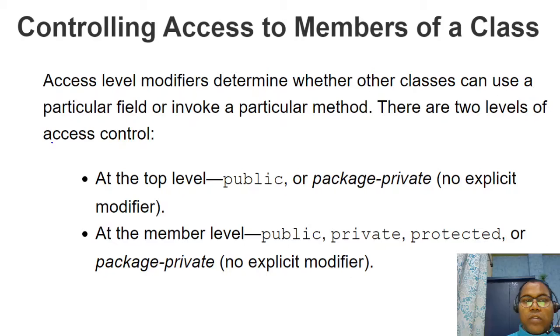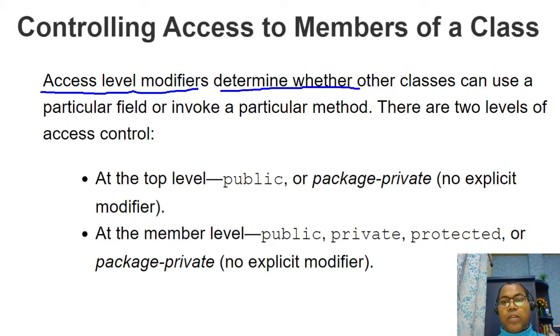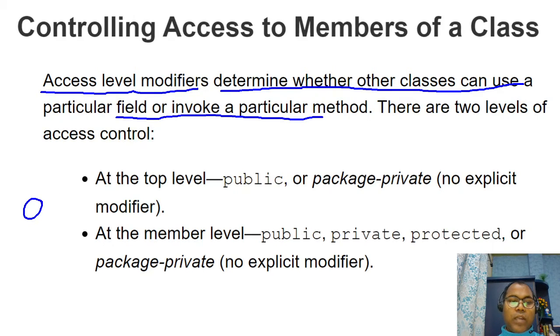So let's now discuss access control. We are defining lots of variables and methods, so how and when are you able to access them? Access level modifiers determine where other classes can use a particular field or invoke a particular method. Each object has some attributes and some methods, so which attributes and methods are accessible within the class or outside of the class?